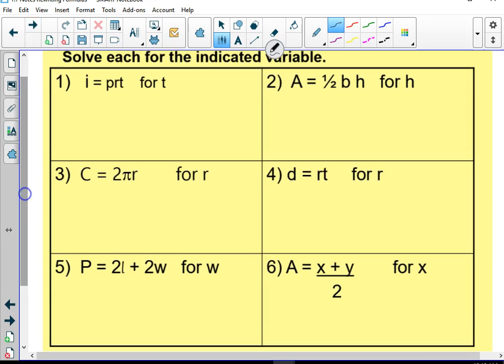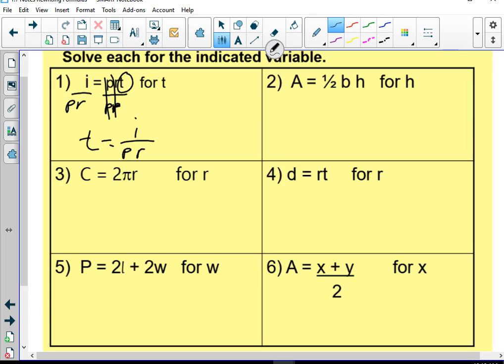What I suggest, just like with normal variables, I always tell you when you solve for a variable, circle or underline it. Same thing. If I'm solving for t, I want to get t by itself, right? Well, what's attached to the t? The r and the p. How are the p and the r attached? Multiplication. How do we undo multiplication? We divide by p and r. Whatever we do to one side, we must do to the other. The p's cancel and the r's cancel. So t is equal to I over PR. That's it.